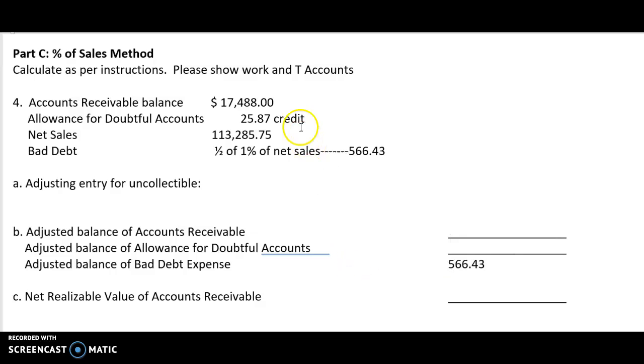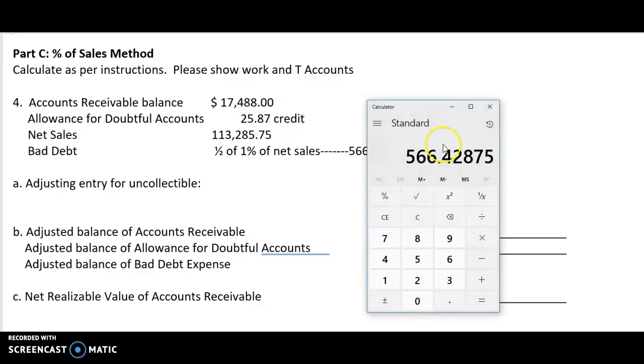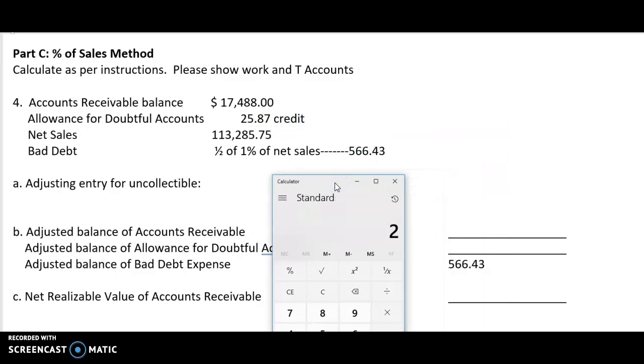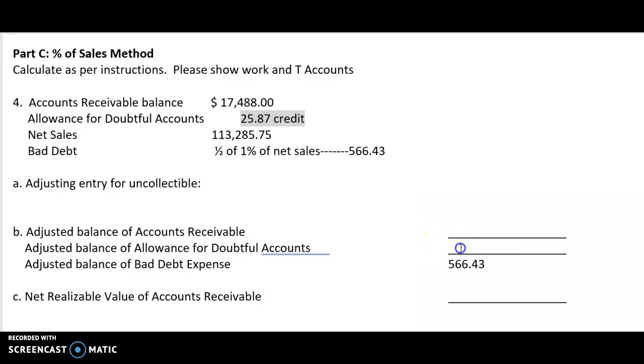And then you read the problem. How much is my allowance for doubtful accounts? This is going to be a credit, and this is a credit, so we're going to add them plus the 25.87 balance. 566.43 plus 25.87. So my allowance for doubtful accounts is now 592.30. Does accounts receivable change? No, it's still the same, 17,488.